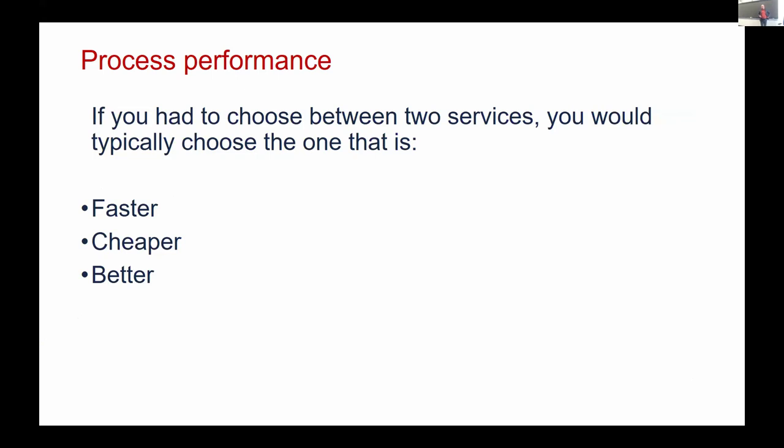We saw last week that a business process can be improved in different directions. If you had to choose between two business processes, you naturally tend to select the business process that is the faster, the cheaper, and the better. So those are, from a customer perspective at least, the three main properties that you look for in a business process.